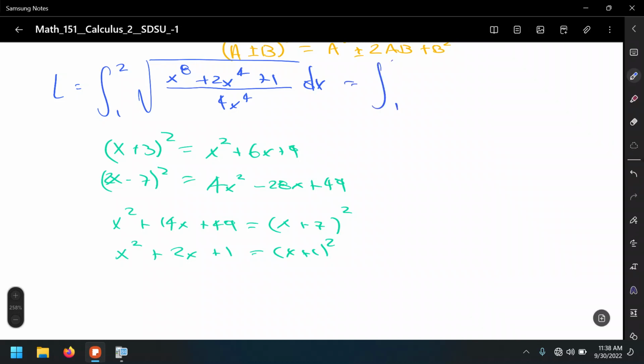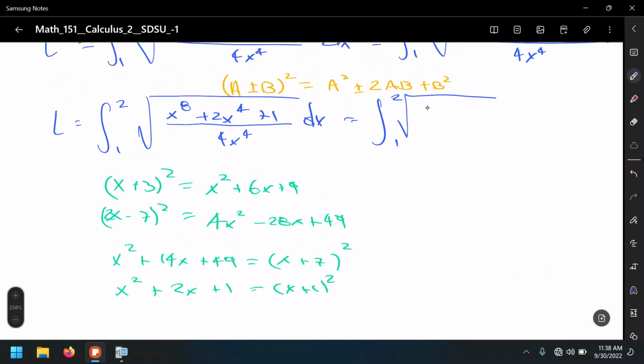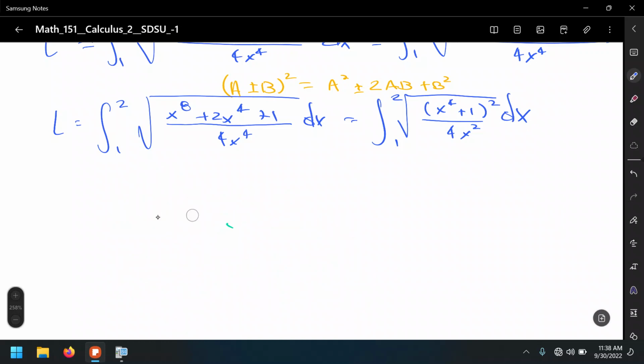So that's the integral from 1 to 2 of the square root of (x to the fourth plus 1) quantity squared over 4x squared with respect to x. Alright? Well, what do we have now? Inside of the radical we have the quotient of two perfect squares.